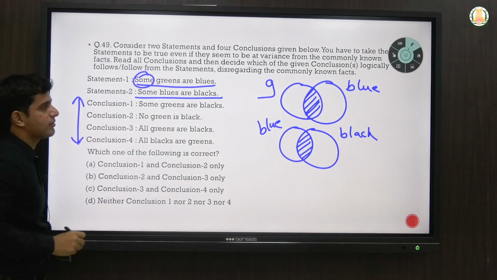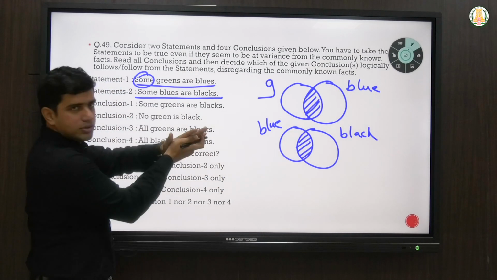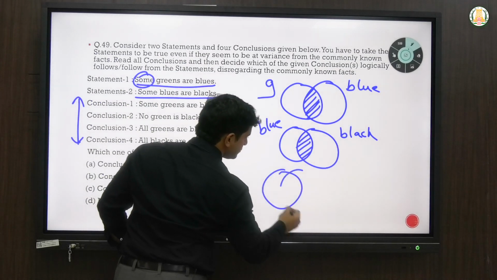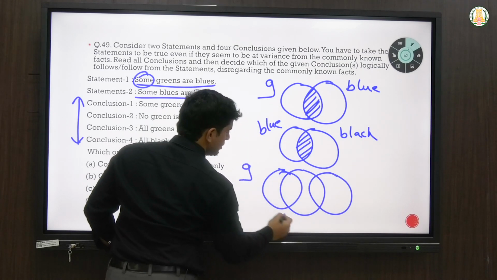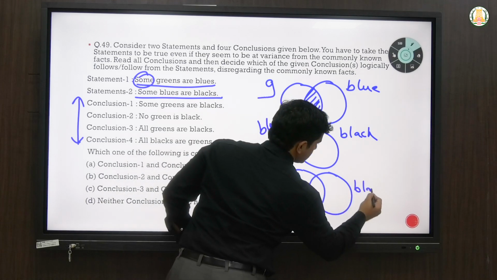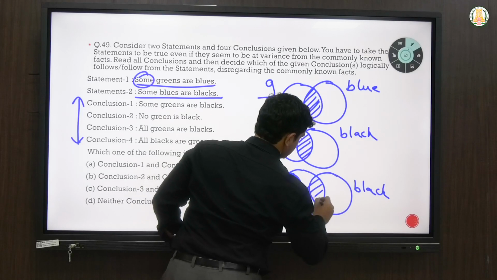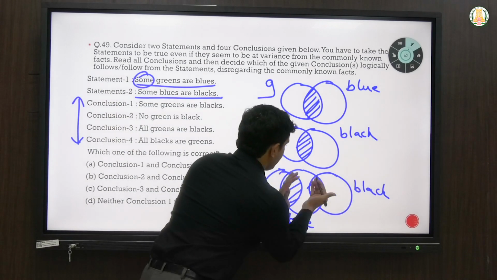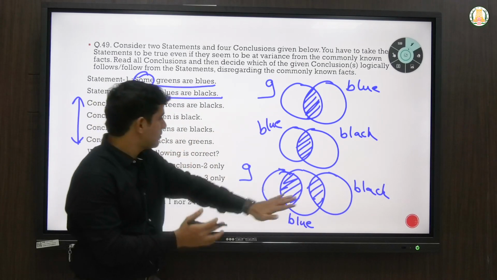Okay. So these are the only 2 statements he has given. Now he is giving conclusions. As done in the last class, we will combine those 2 diagrams to find the final conclusions. So you can combine it like this. This is green, this is blue, and this is black. Okay. So remember, this is only one kind of diagram. You can also have these 2 combined. I mean, you can have an area where green and black also match. This is one of the forms.